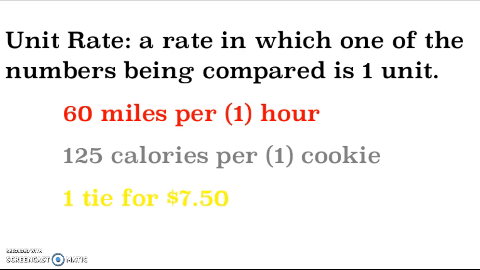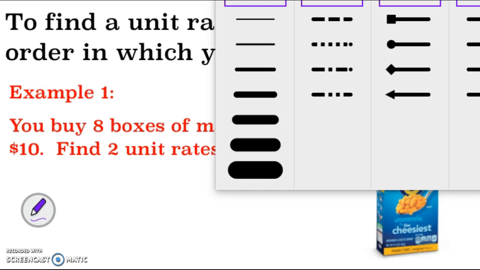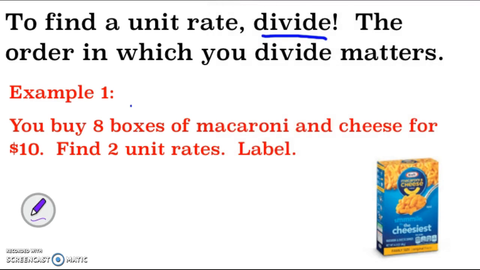Okay, so when you are trying to find a unit rate, you want to divide. The order in which you divide matters. This is a big deal. We'll deal with that in these couple examples actually. So the first one says this: you buy 8 boxes of macaroni and cheese for $10. You don't want to just willy-nilly divide without thinking what you're doing. So find two unit rates, label.